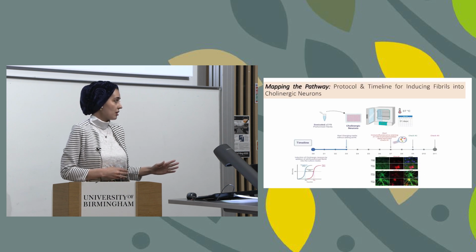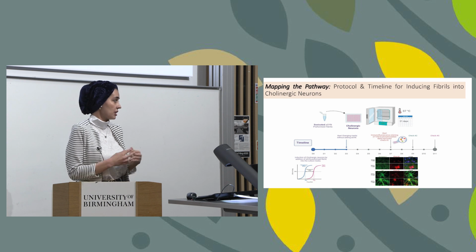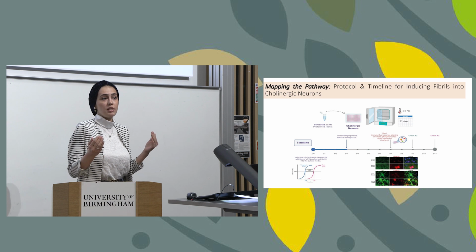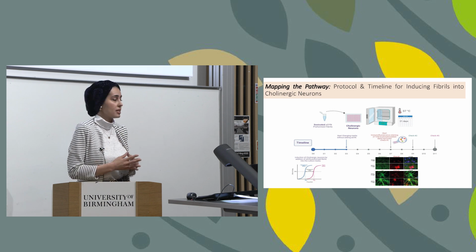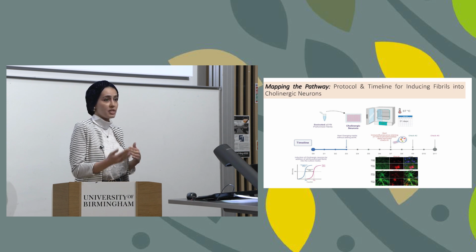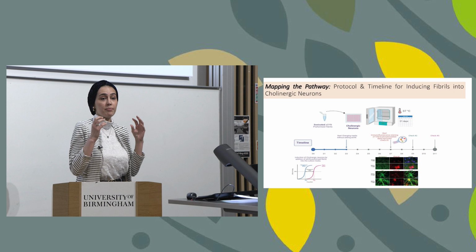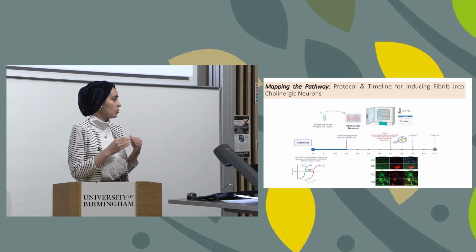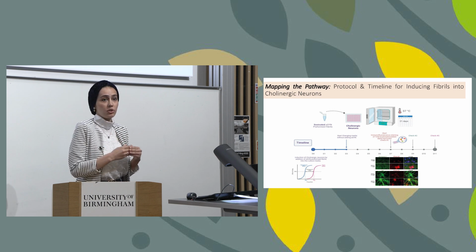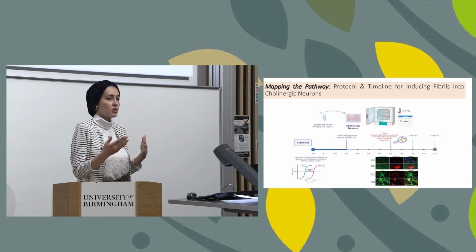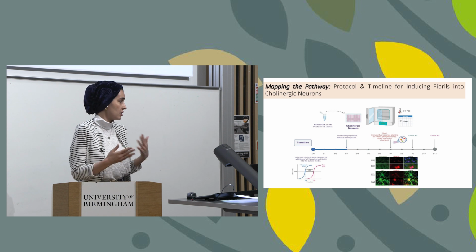So we set the timeline for inducing these sonicated fibrils into cholinergic neurons. We will use a dose response effect, different doses, because we need to optimize the dose first. After 7 days, we will start checking if the pathological feature of alpha-synuclein, the phosphorylated one, started to occur, which will validate the endogenous recruitment of the pathological feature. This is based on literature review; when we go practical, this may be adjusted.